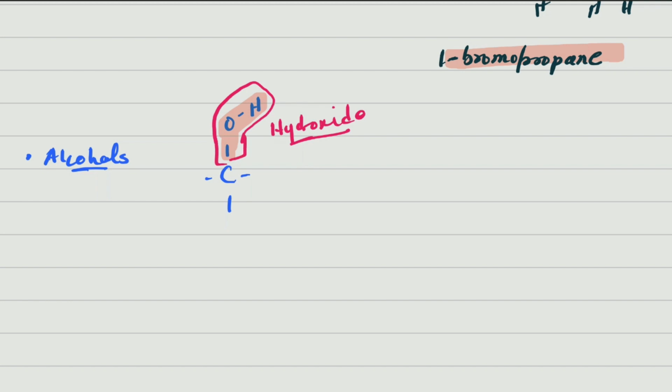That is called hydroxide, and it's going to be connected to one carbon. Okay, the general formula will be just CnH2n+1OH. So there must be one OH in the chain. Okay, so this is the alcohol.